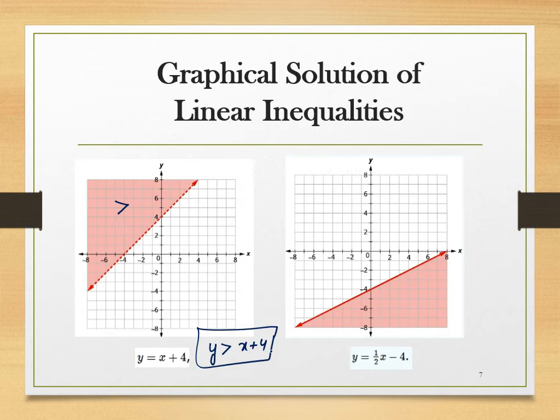Now if we talk about the second example, here we have the equation of this line as y equals half of x minus 4. Here we have a solid line, and the below region is shaded. The below region is the lesser region. So when we mark the inequality sign, we will write y less than or equal to half of x minus 4, because we have a solid line. When we have a dotted line, we write only greater than and only less than, and when we have solid lines, we write greater than or equal to and less than or equal to.